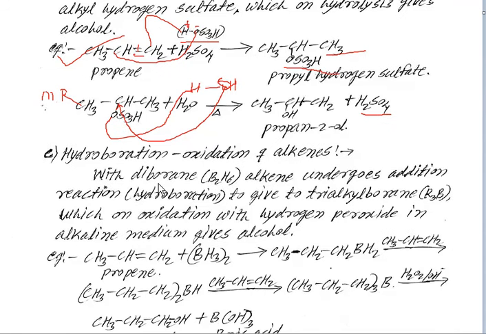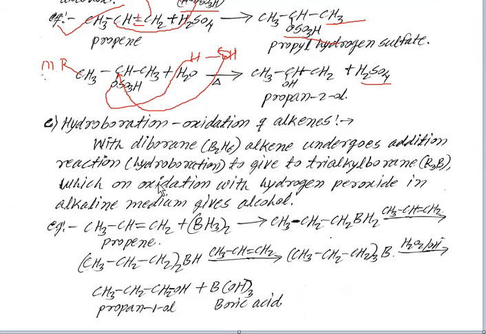The next one is also preparation of alcohol from alkenes, but it is by hydroboration oxidation of alkenes. That means hydroboration, hydrogen and boron, with hydrogen, that is BH3.